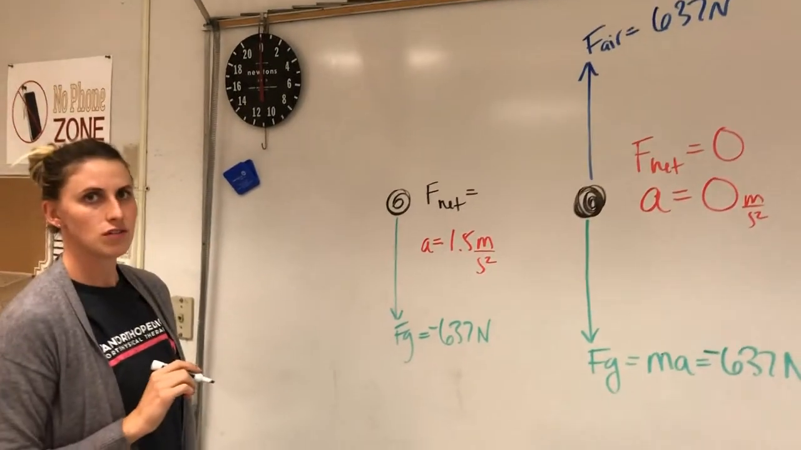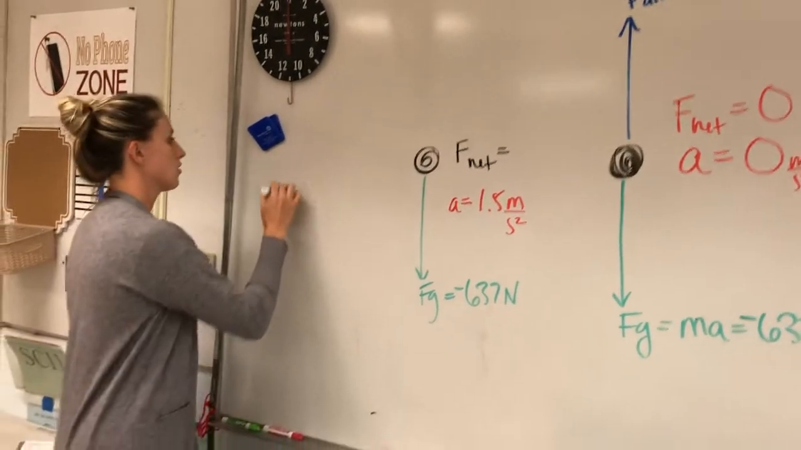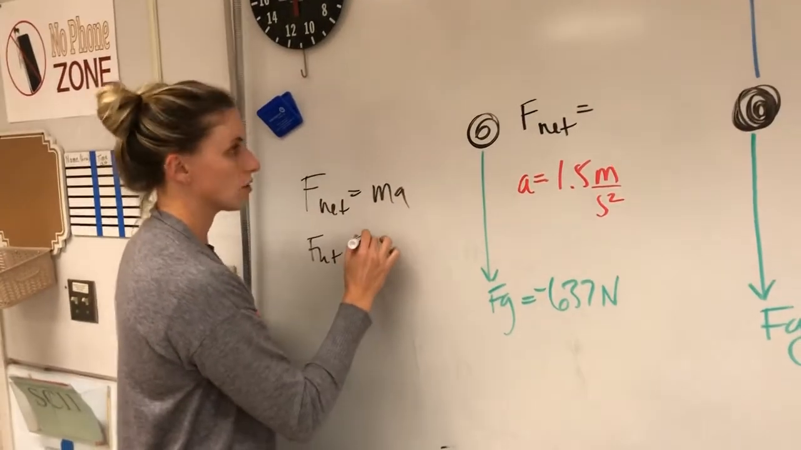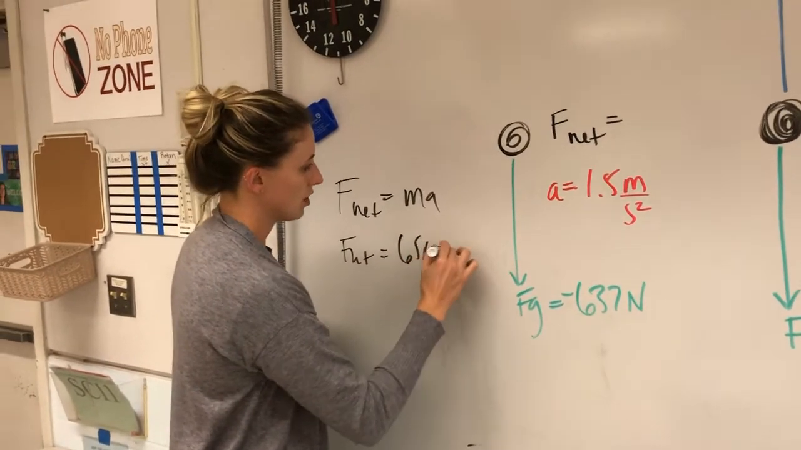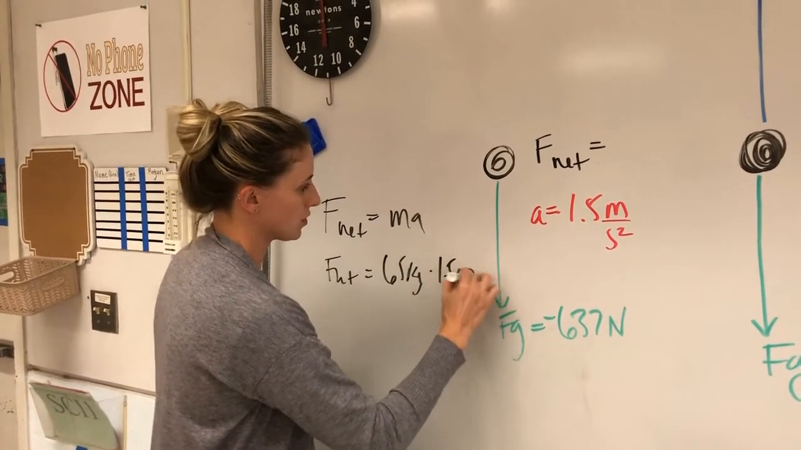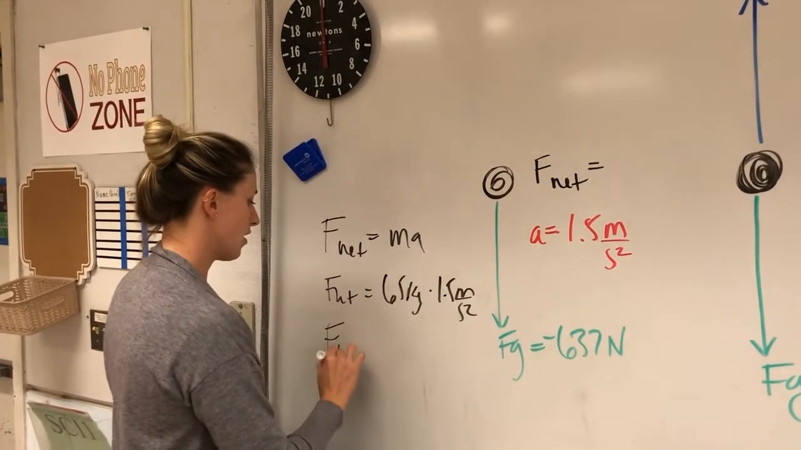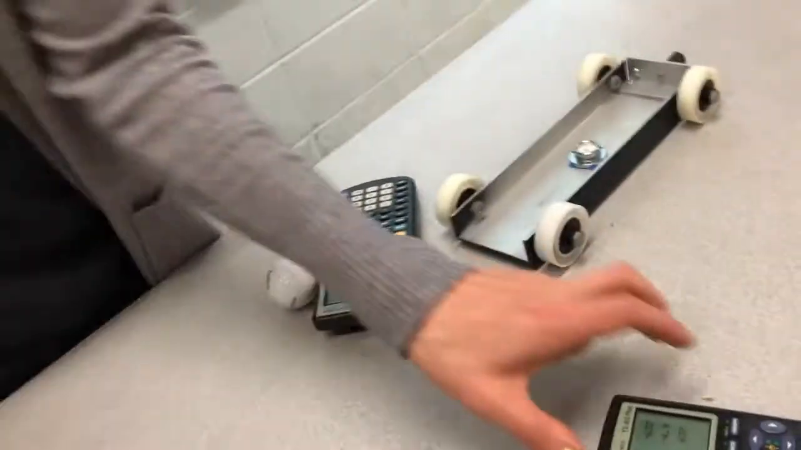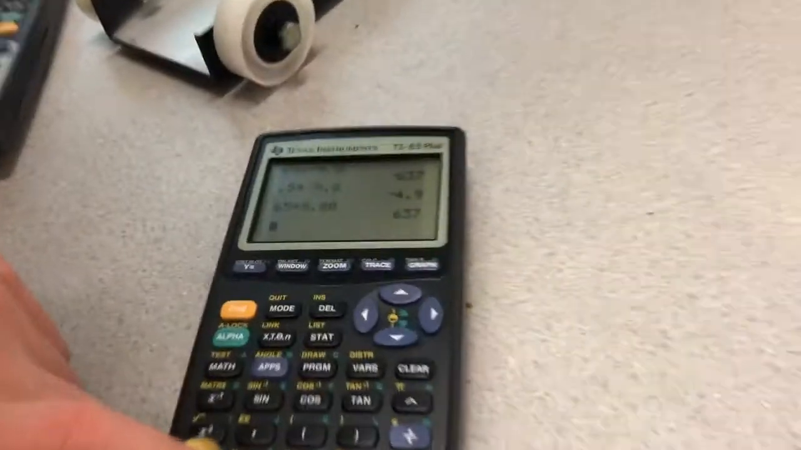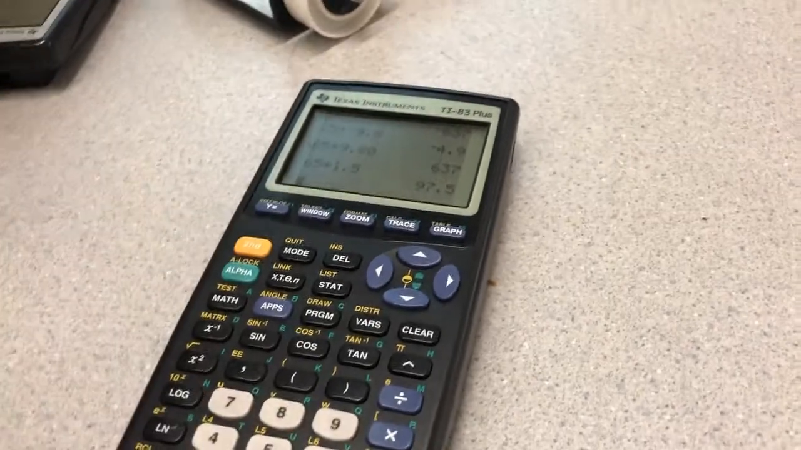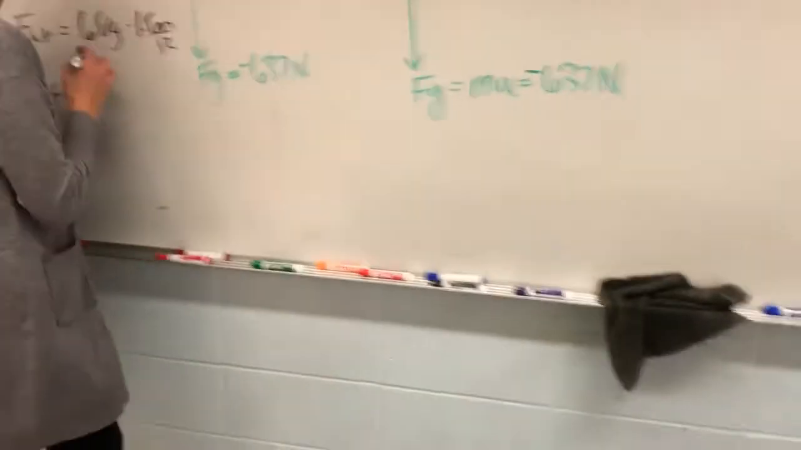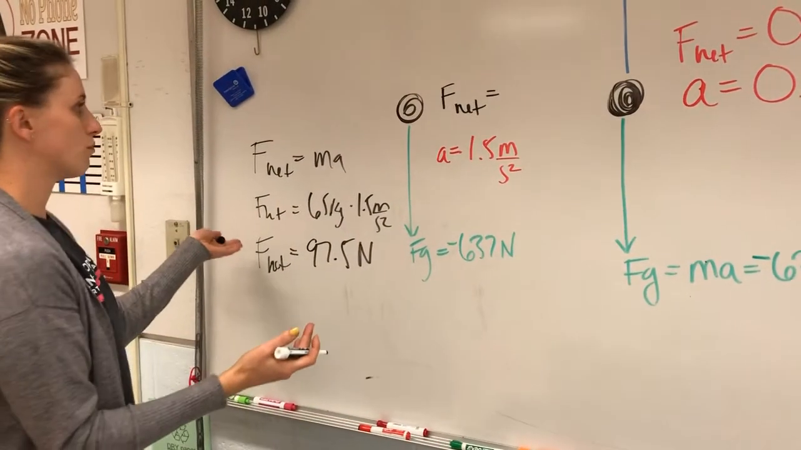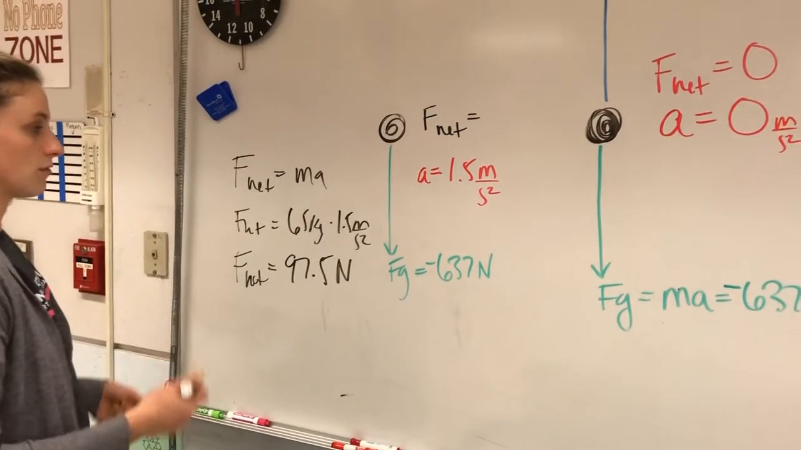Force net equals mass times acceleration. There's 65 kilograms, so 65 kilograms times 1.5 meters per second squared. 65 times 1.5, and I get 97.5 newtons. So that's our net force, based off of our mass and the acceleration from the wind.